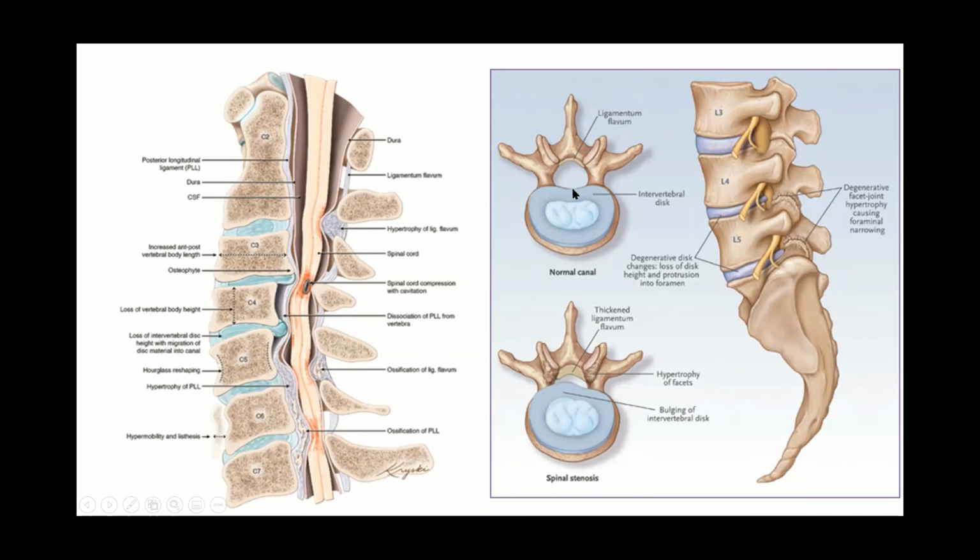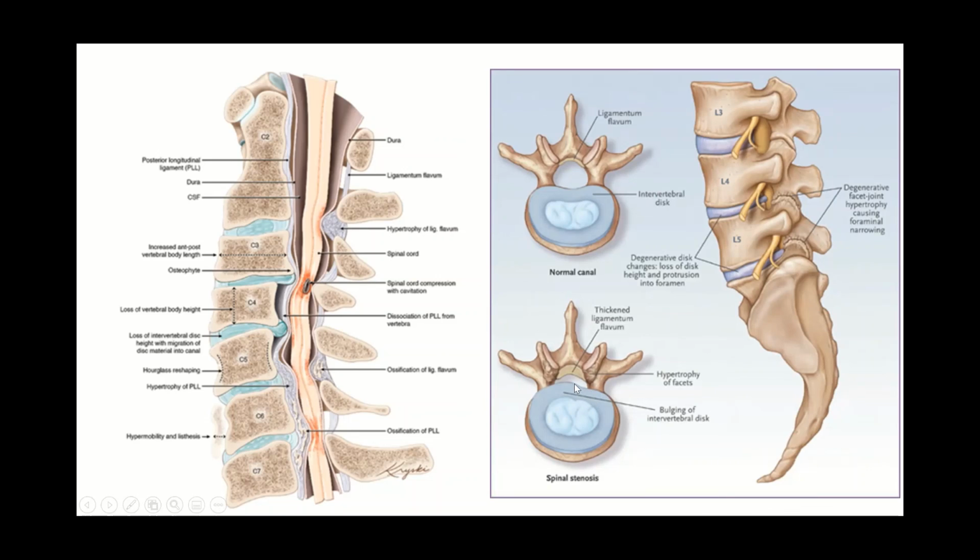We can look at these cross sections here. Here's the ligamentum flavum back here. Here's the spinal canal. So you can see this is nice and open. If we have thickening of that ligamentum flavum in the back, that spinal canal is a lot smaller, so the spinal cord doesn't have as much room.